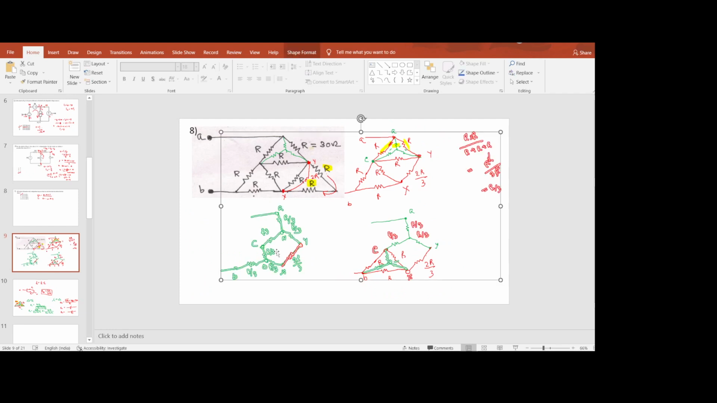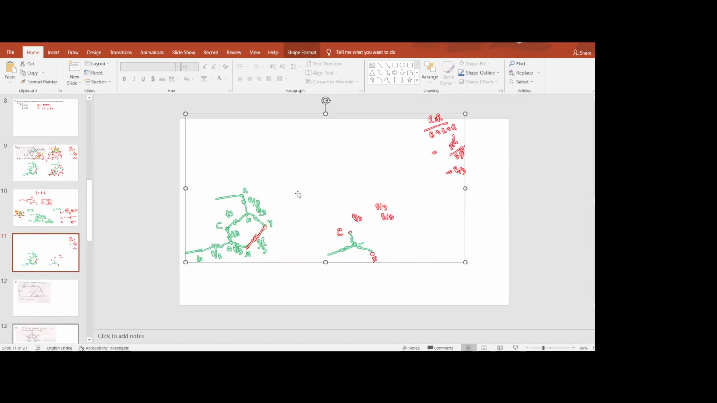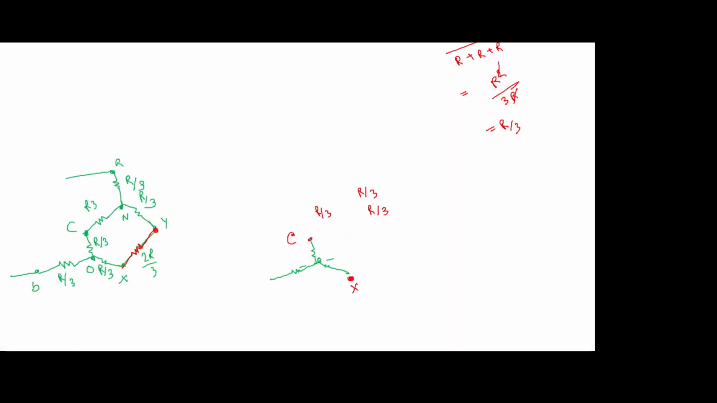Now we will figure out which are parallel and which are in series. Let me just copy it to the next slide so that we can write it. So let's open up a new slide here. I'll copy it here. Okay. So now we have to simplify this green colored circuit.